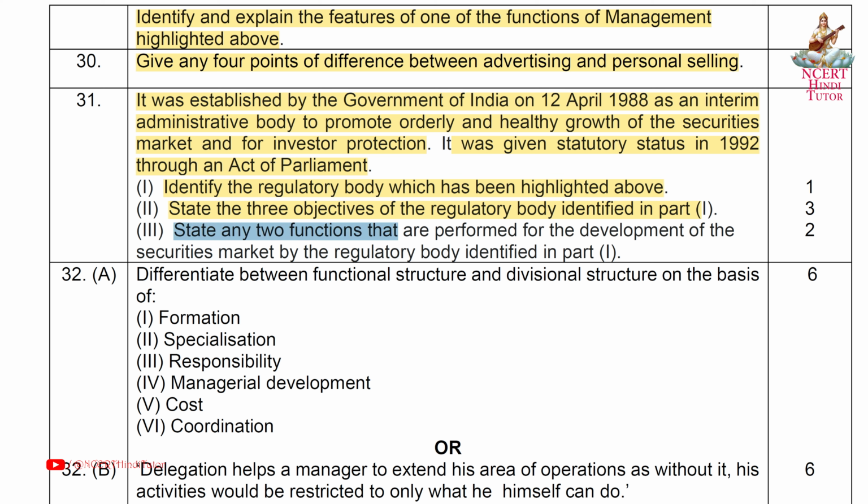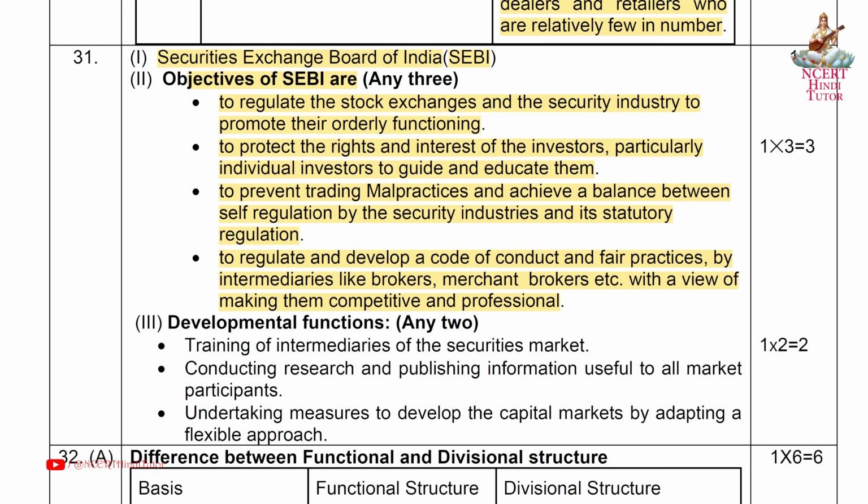Third, state any two functions that are performed for the development of the securities market by the regulatory body identified in part 1. Answer. Development functions, you can write any two. First, training of intermediaries of the securities market. Second, conducting research and publishing information useful to all market participants. Third, undertaking measures to develop the capital markets by adopting a flexible approach.